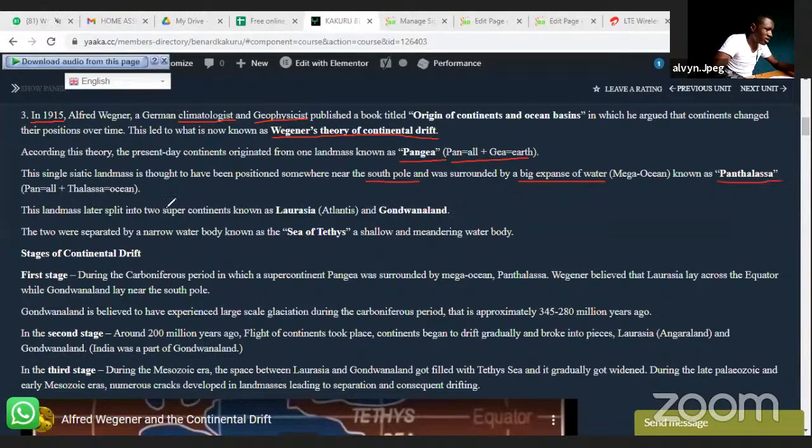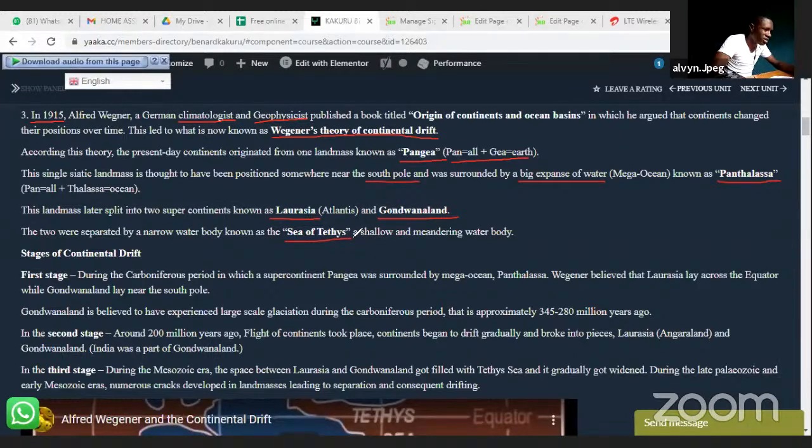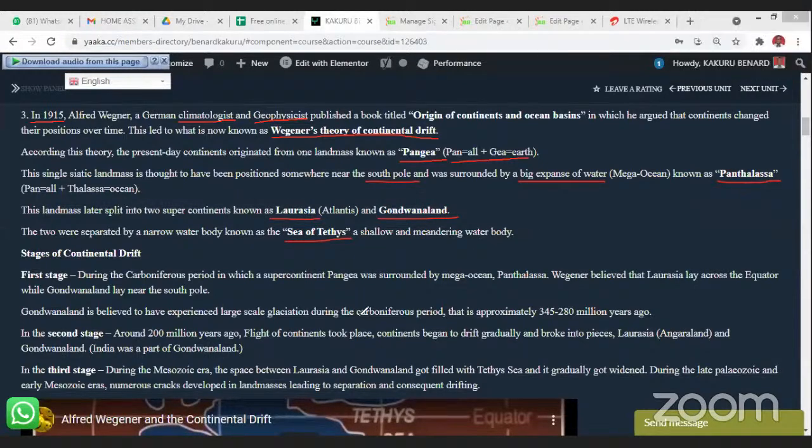This landmass later split into supercontinents known as Laurasia and Gondwana. The two were separated by a narrow water body known as the Sea of Tethys, a shallow and meandering water body. Stages of continental drift.